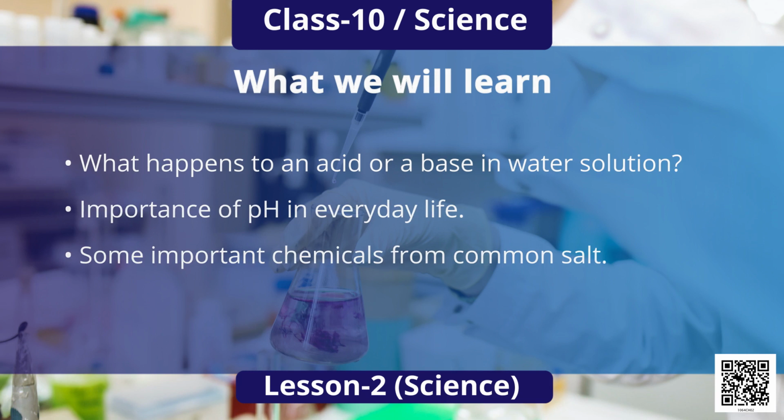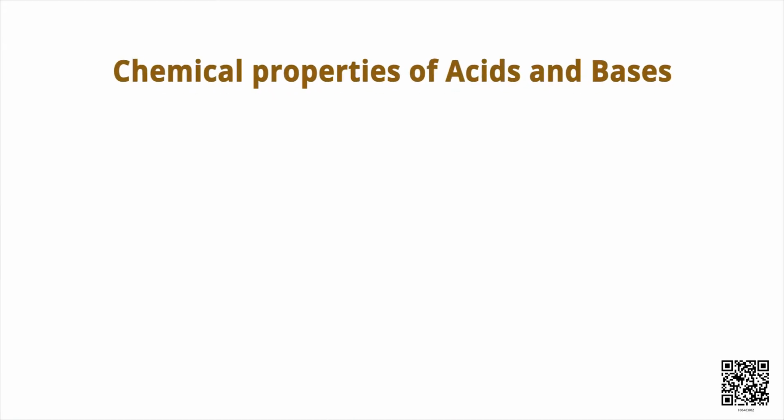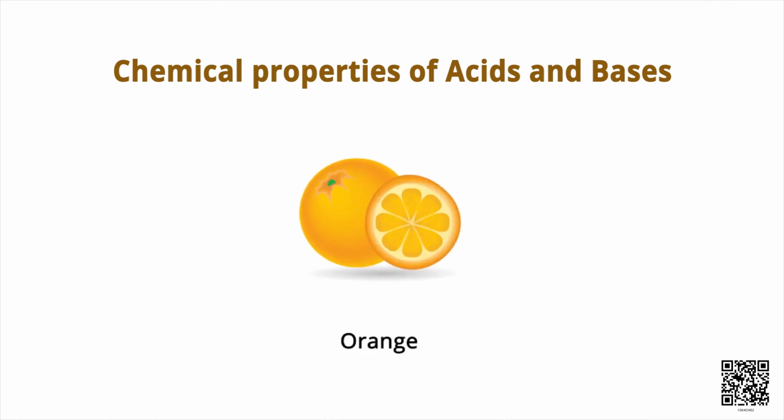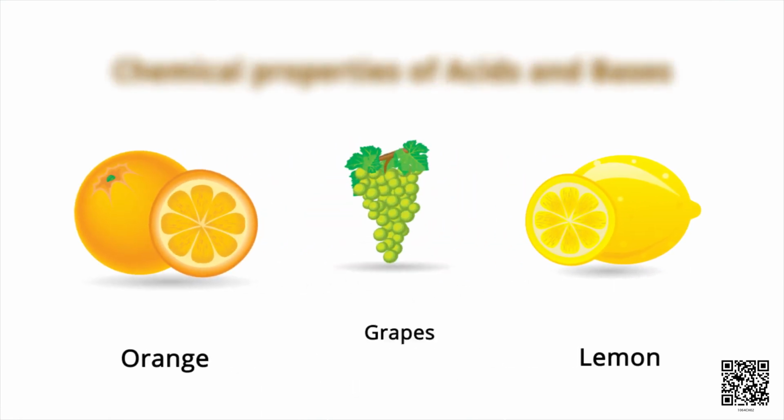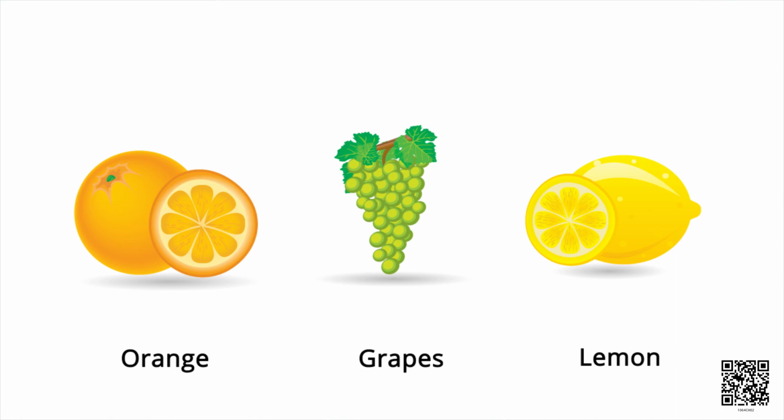Children, let us start with the discussion on chemical properties of acids and bases. Fruits like orange, lemon and grapes are all sour in taste and are termed as citrus fruits. Such fruits are easily available at our home. We all are very much familiar with their taste.